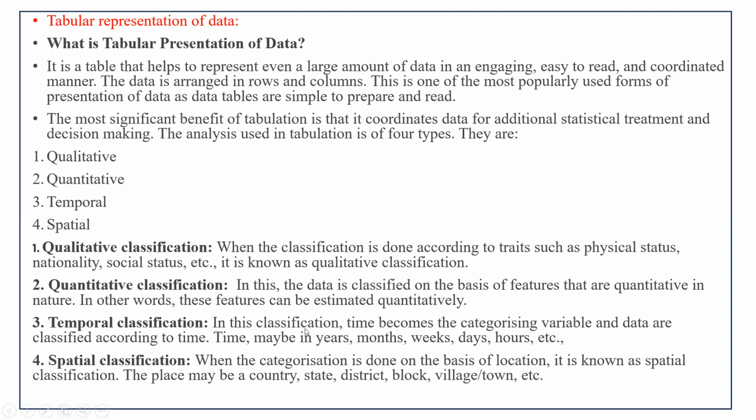Then the temporal classification. In this classification, time becomes the categorizing variable, so the data is classified according to time. The time can be represented in years, months, weeks, days, hours, minutes, seconds. Whenever the data is classified on the basis of time, and you are preparing a table for that, it is always called temporal classification. Then spatial classification, in this category, again, the categorization is done on the basis of location.